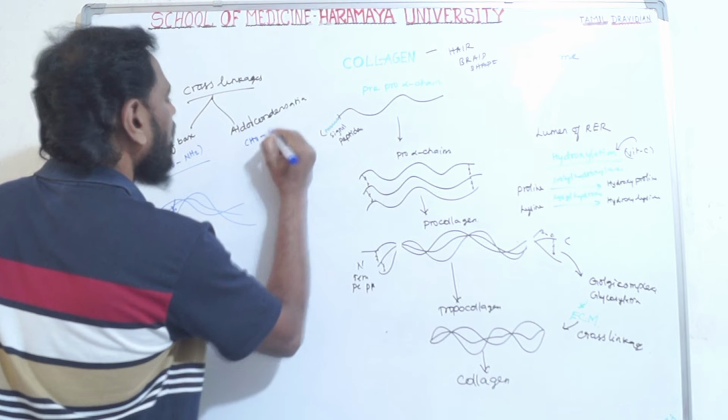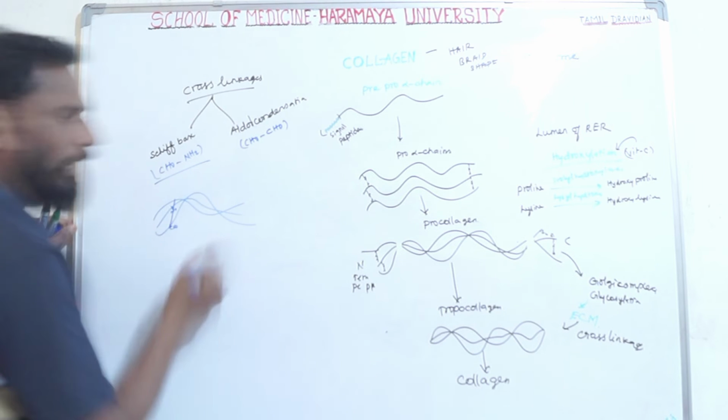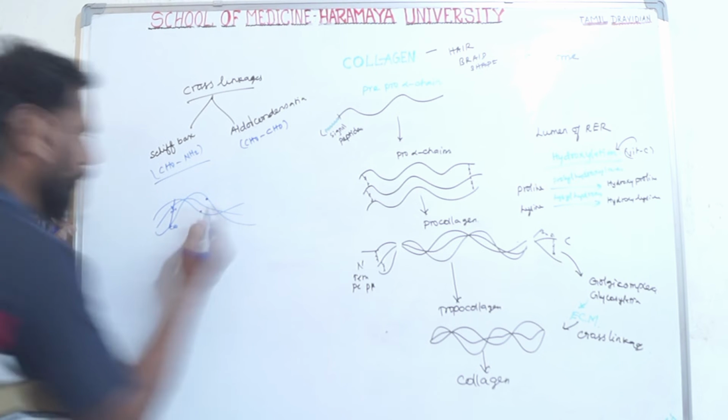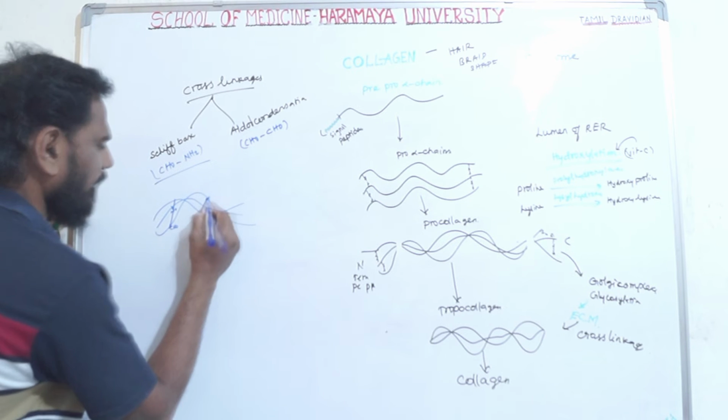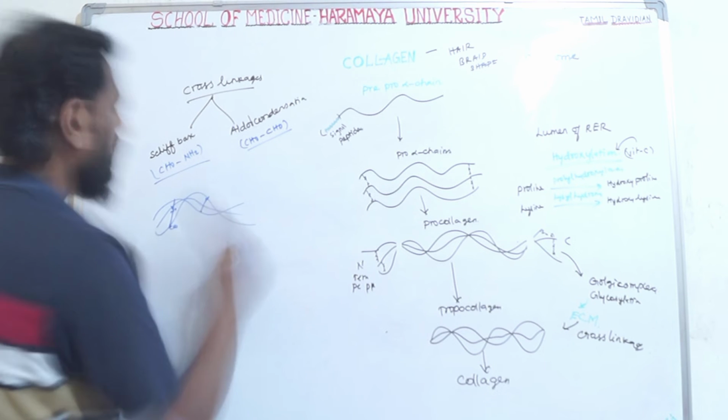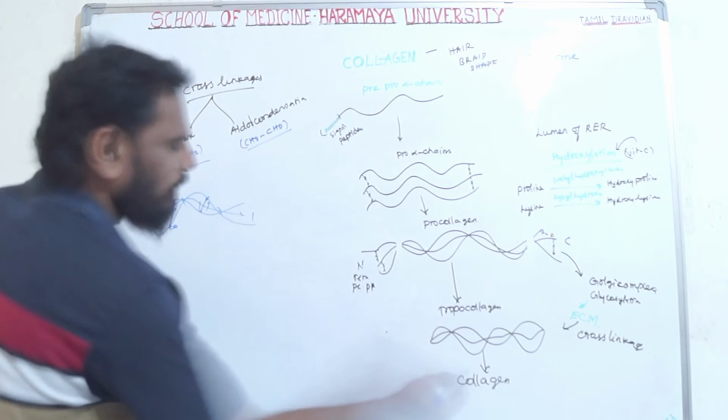Another type is an aldehyde condensed with another molecule of aldehyde, on another polypeptide chain. Here is an aldehyde group, here is an aldehyde group. Then this aldehyde and aldehyde, both are joined. That is called aldol condensation. Then you can get more cross linkages.